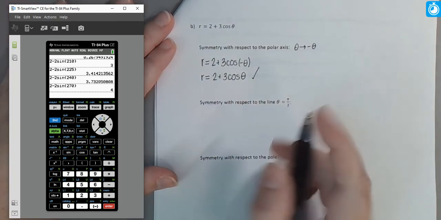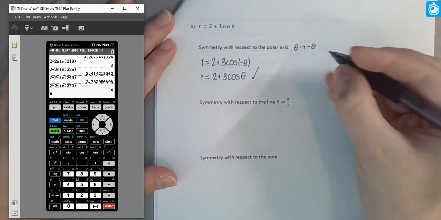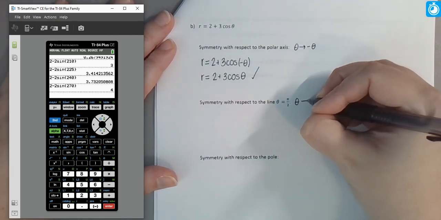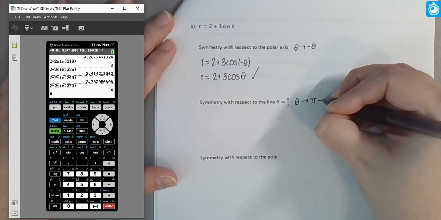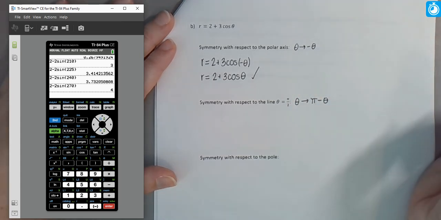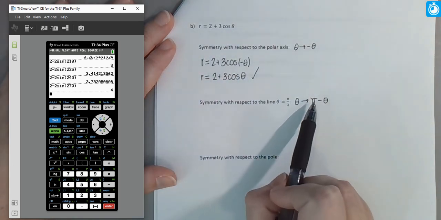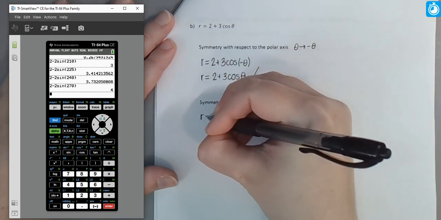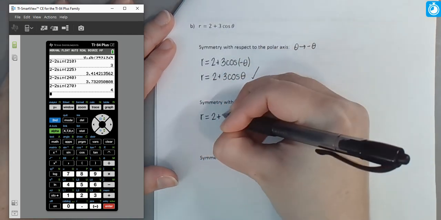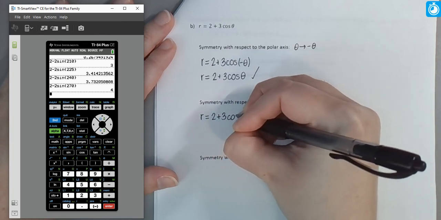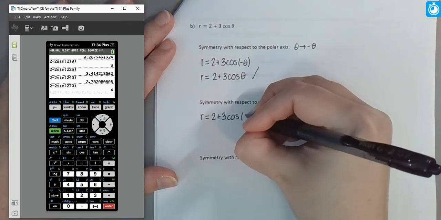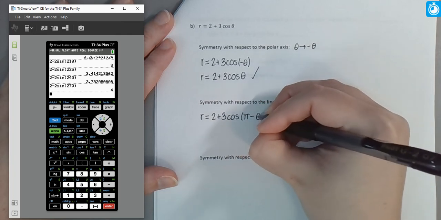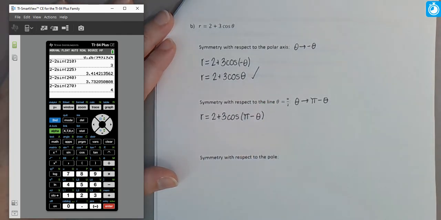So symmetry with respect to the line theta is equal to pi over 2. So now we're going to take theta and replace it with pi minus theta. Okay, so cosine of theta replaced with cosine of pi minus theta. So r is equal to 2 plus 3 times the cosine of pi minus theta. Okay, same thing as before.